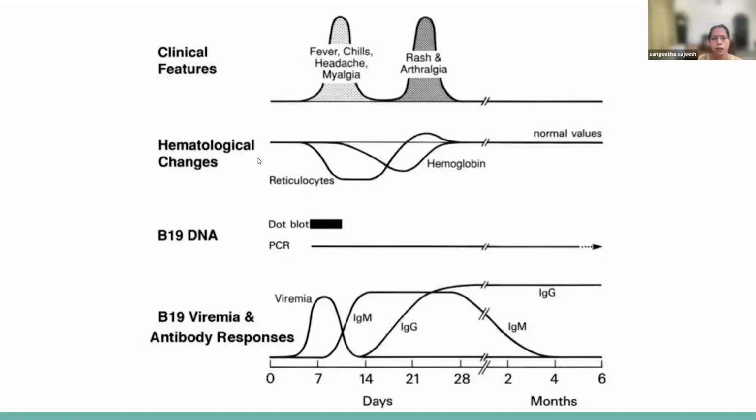And the hematological changes, you can see here that there is a transient drop in the reticulocytes. By the time the patient reaches the second or third week, the hemoglobin and reticulocytes would have come back to normal. And the B19 DNA is present at the time of viremia, and it remains detectable through PCR. And this IgG antibody can persist for a long time.